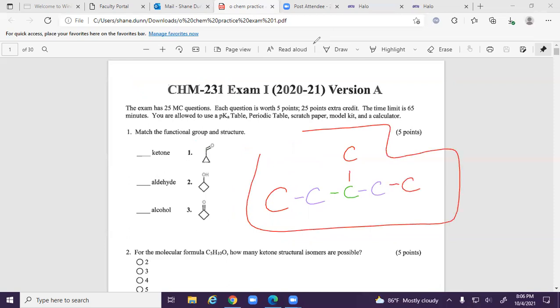You see this little carbon chain I drew. You see those three colored carbons, right? The red ones are called terminal carbons or primary carbons. They're called primary carbons because they are at the end of the molecule and they're only bonded to one other carbon. Make sense? Purple are secondary carbons because they are bonded to two carbons. Tertiary carbons are called tertiary carbons because they are bonded to three carbons. Does that make sense?